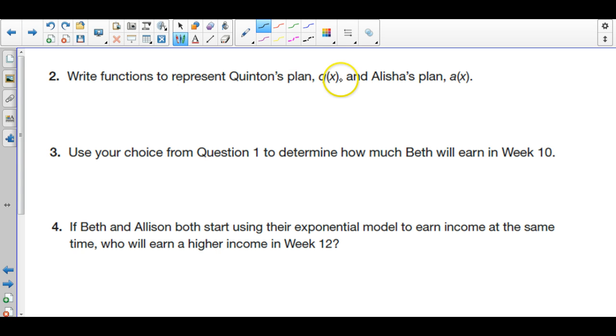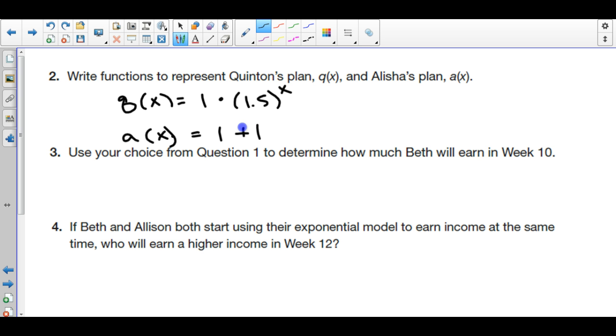So for Quentin's plan, we're going to use q of x, which was the one that was exponential, and started off with $1, times, you would just write the common ratio here, and then this is to the x power. And her friend, which is Alicia, so this is a of x, equals, starting off also with 1, but since this one's linear, you are adding 1x every time.